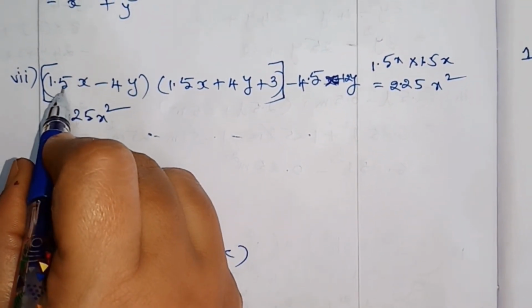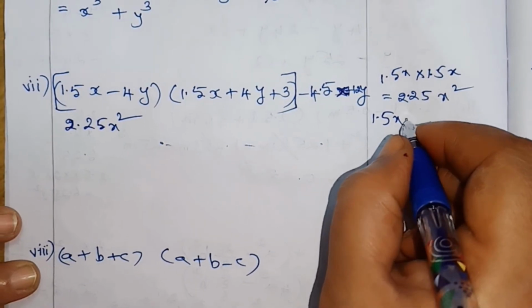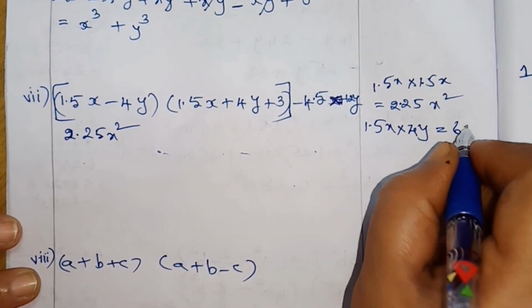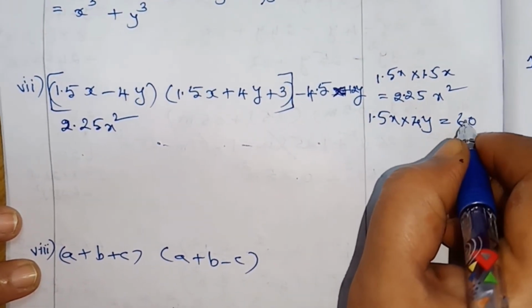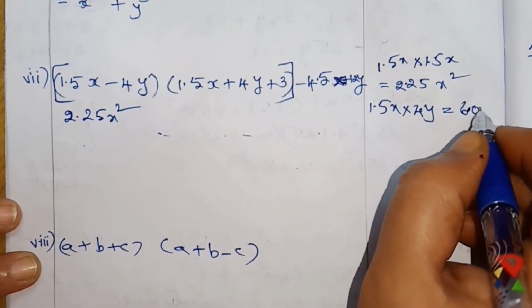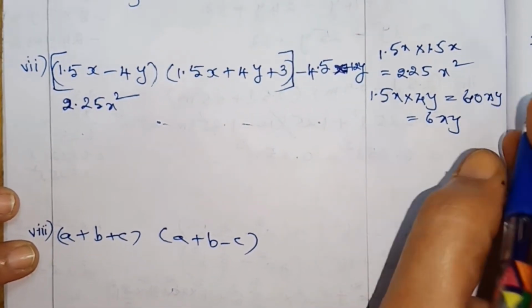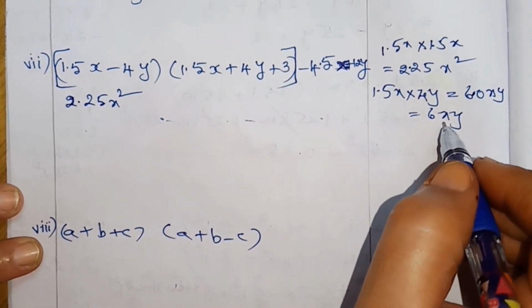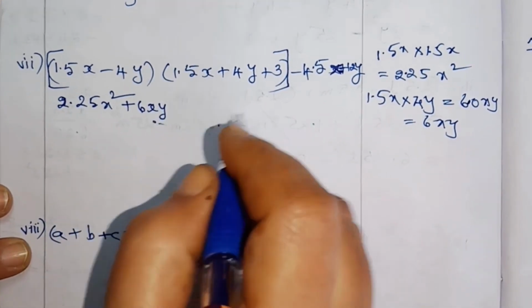Next, 1.5x into 4y. 15 fours are 60. Point moves 1 place to the left, so it becomes 6.0 xy. After the decimal point 0 has no value, it becomes 6 xy. So it is plus 6 xy.